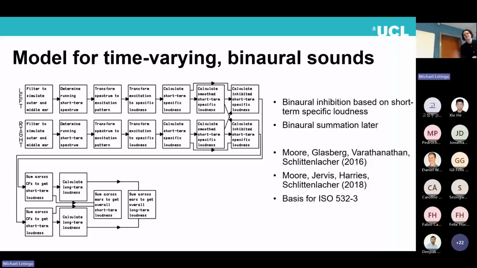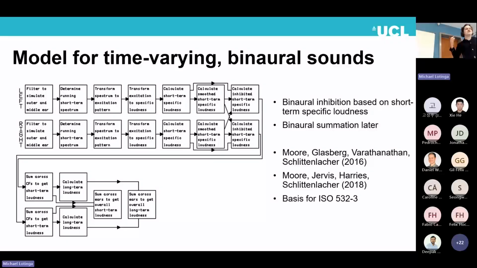And we thought binaural inhibition, that's something that could happen rather early, quite soon. But there's also evidence that the binaural system is a bit sluggish, so that's why we thought binaural summation happens later than binaural inhibition. And that's why we came up with that model, or the order of blocks in that model, in that order. I will go through all of it to repeat.